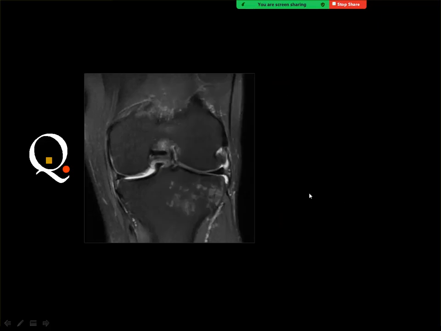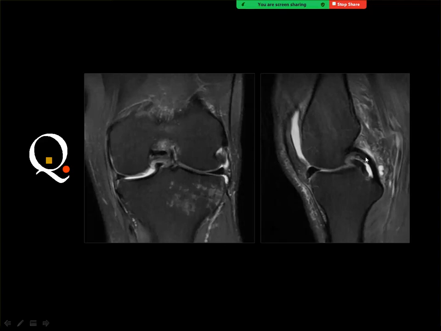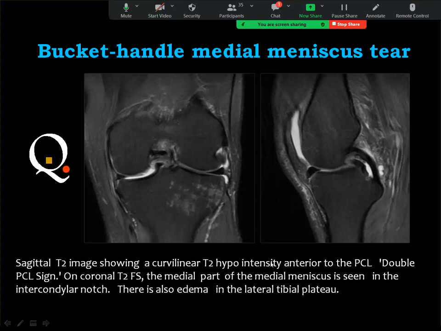If you look carefully here, then you see this is the posterior cruciate ligament, meaning that this is the medial condyle of the femur, meaning that this is the medial meniscus, and the medial meniscus is divided into two parts: a peripherally small part and a displaced meniscal fragment lying inferior to the posterior cruciate ligament, which is seen in the sagittal image as the double PCL sign, and this is diagnostic of bucket handle tear of the medial meniscus.